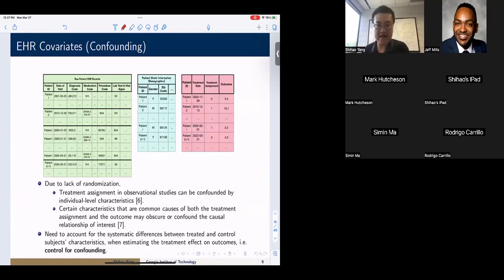Due to the lack of randomization, we have to decide what we mean by similar, right? We are looking at covariates. Treatment assignments in observational studies can be confounded by individual-level characteristics, and some characteristics are a common cause of both the treatment assignment and the outcome, and that can create confusion of the causal relationship. So indeed, what we are trying to do is find patients that are similar, and essentially we are controlling for confounding.